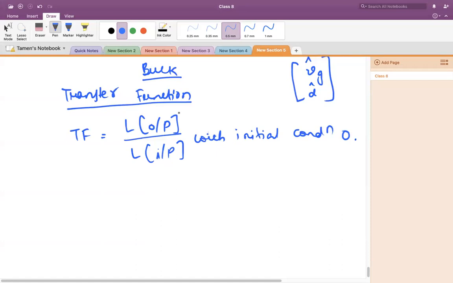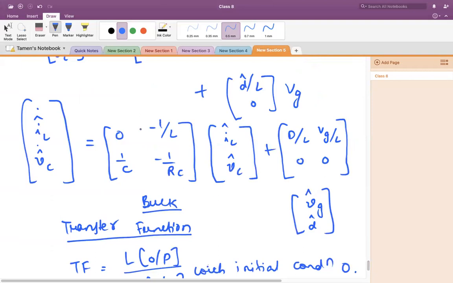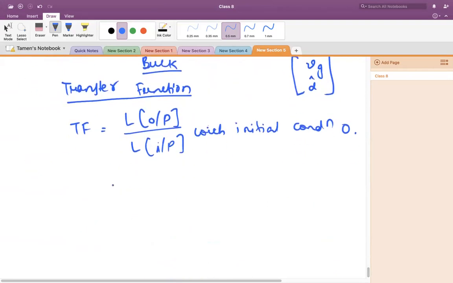When there is a state space model, because we know the state space model, this is the A, this is the B. And for C, basically we have just the output, that is the voltage V naught, which will be equal to 0, 1 in terms of IL and VC, no problem. This is the C matrix.